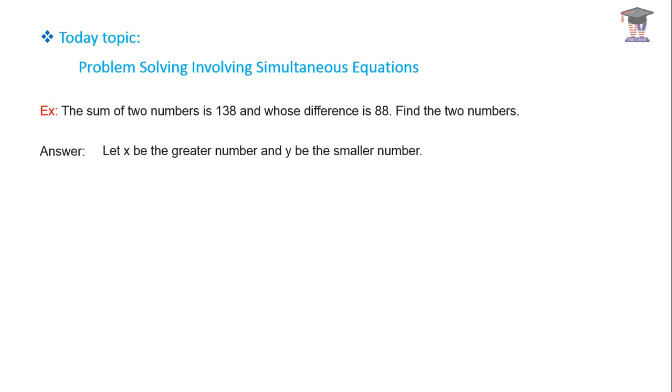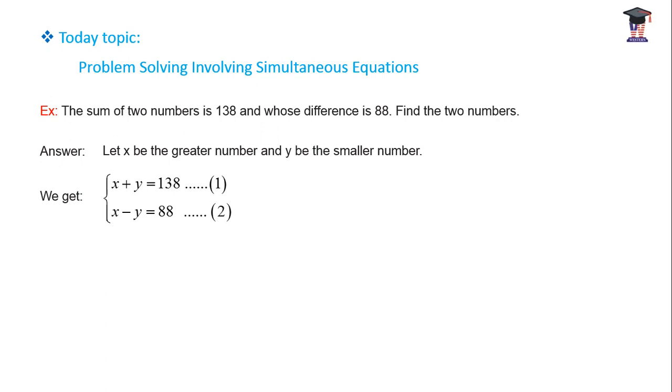So as the answer, let x be the greater number and y be the smaller number. There are two numbers, so x is the greater one and y is the smaller one. Depending on what's given, we get the equation x plus y, the sum of the two numbers, is 138, the first equation. And the difference, we take the larger one minus the smaller one, it means x minus y equal to 88, the second equation. Start solving this by using the elimination method. It's much easier than substitution, right?